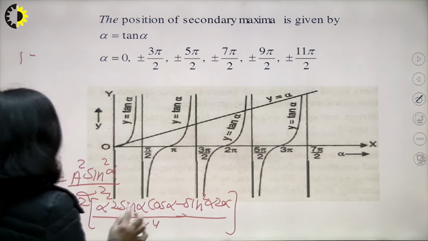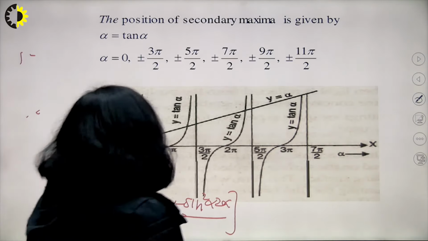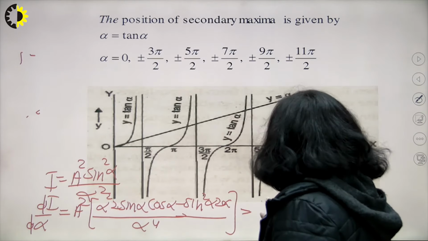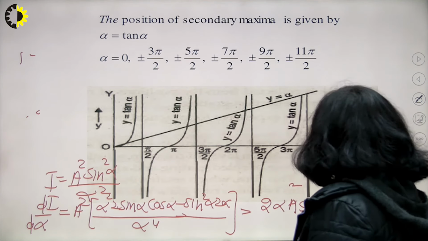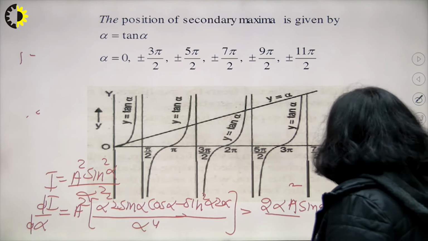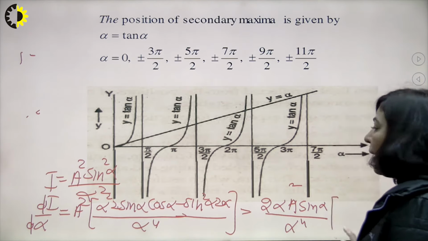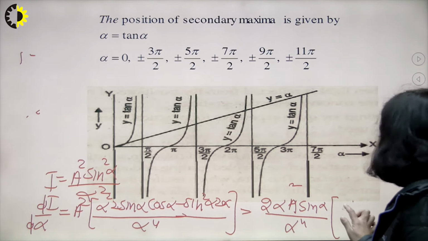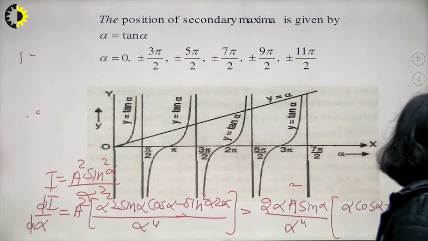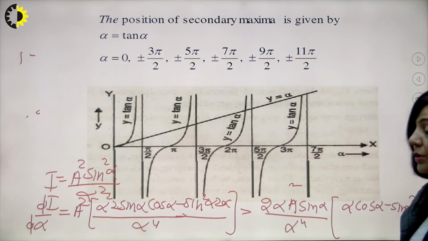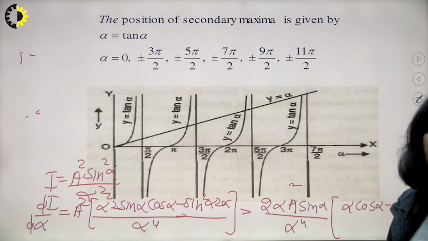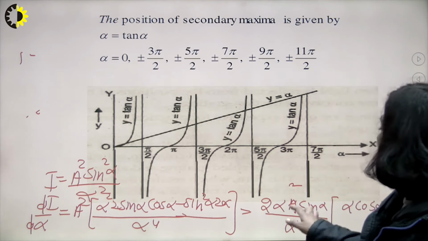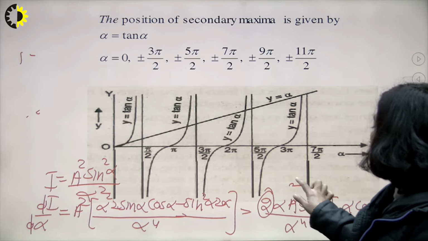Now you can see what the common factor is here. 2 alpha is common. So I am taking 2 alpha common, I naught is already there, and one more factor, sin alpha, is also common. I am writing alpha to the power 4 here, and the remaining factor is alpha cos alpha minus sin alpha equal to 0. So this entire product is equal to 0. This can be 0 if one of these factors is 0. You know this 2 is not 0, and I naught is not 0.